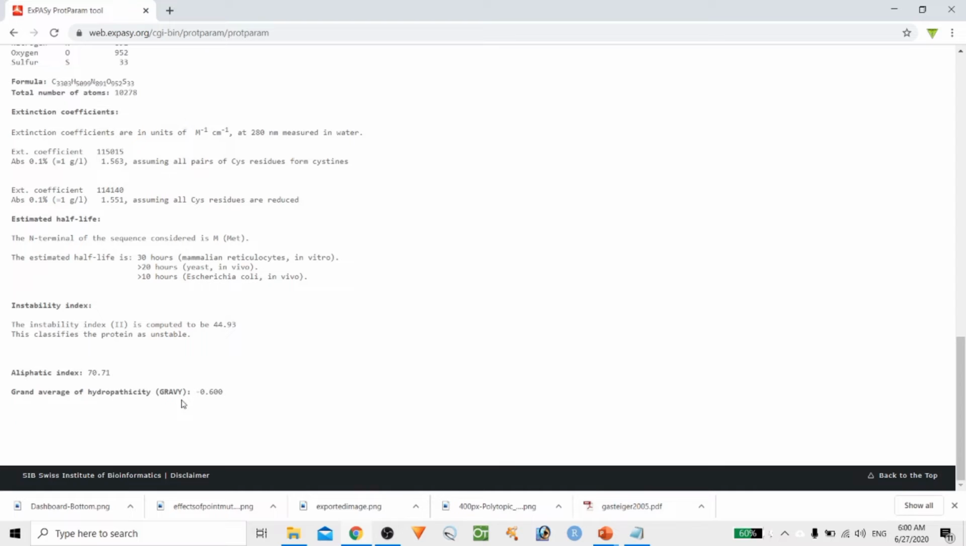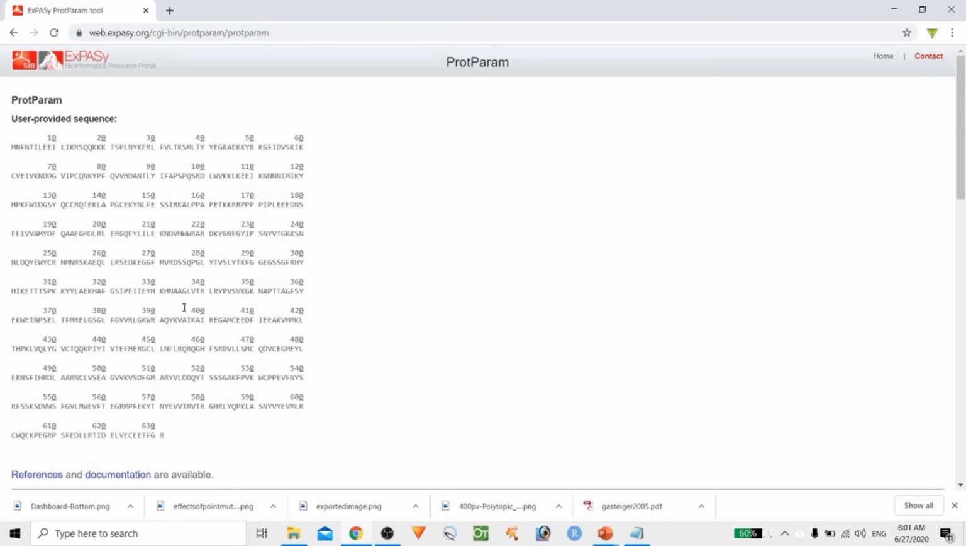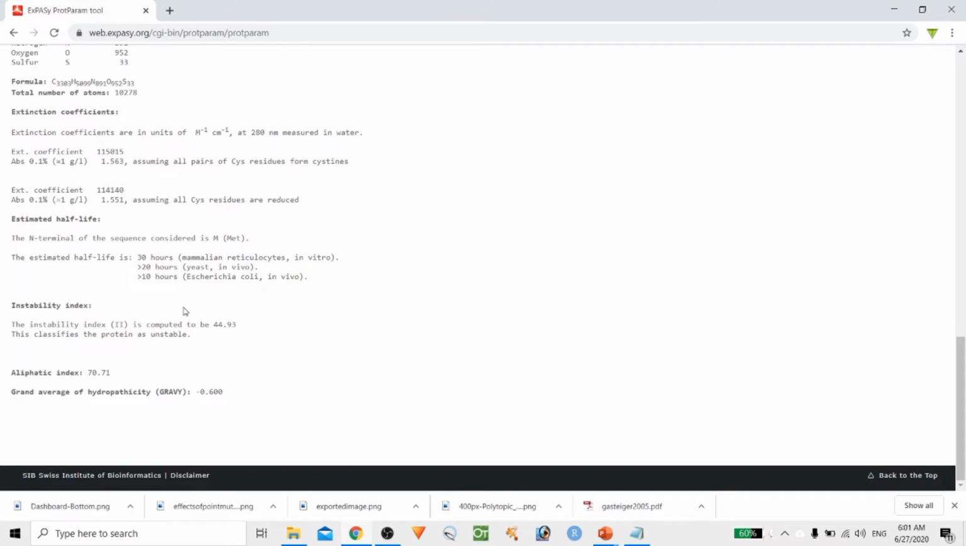What exactly does this value mean? It's the sum of the hydropathy values of all amino acids divided by the number of residues in the sequence. It will tell you how much hydrophobicity there is in your protein sequence. Like this, it will provide basic physicochemical properties if you provide a sequence. It's a very good tool if you are characterizing your protein. You can use all this information for your papers or publications.